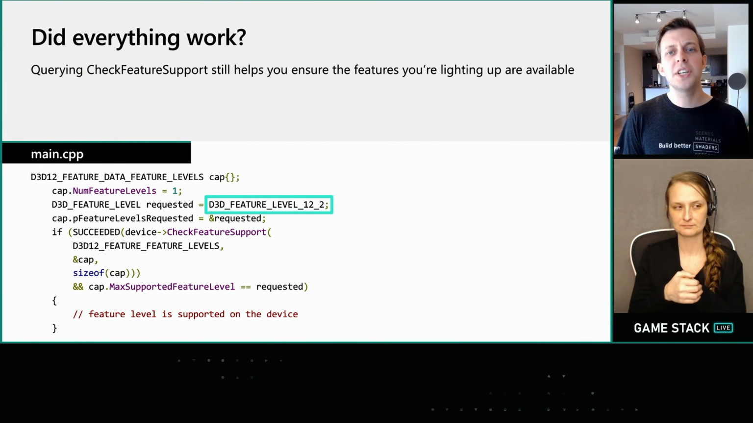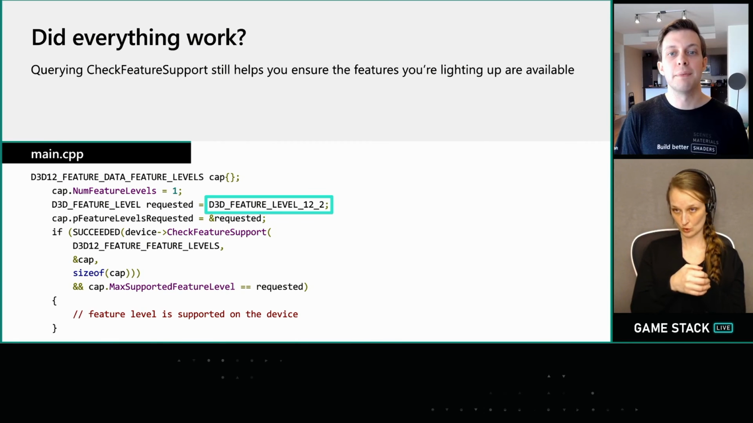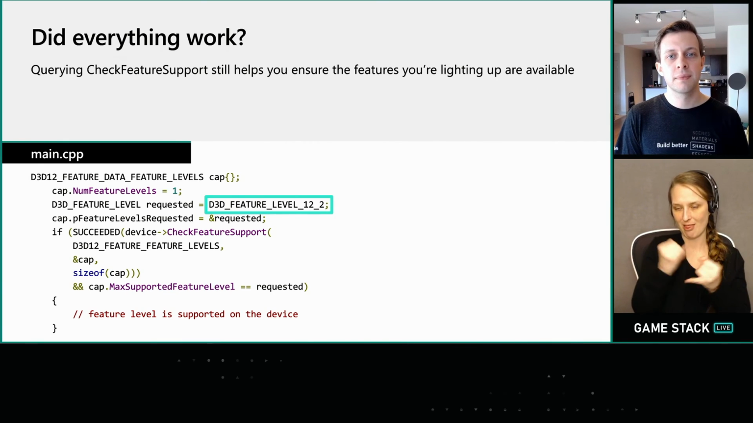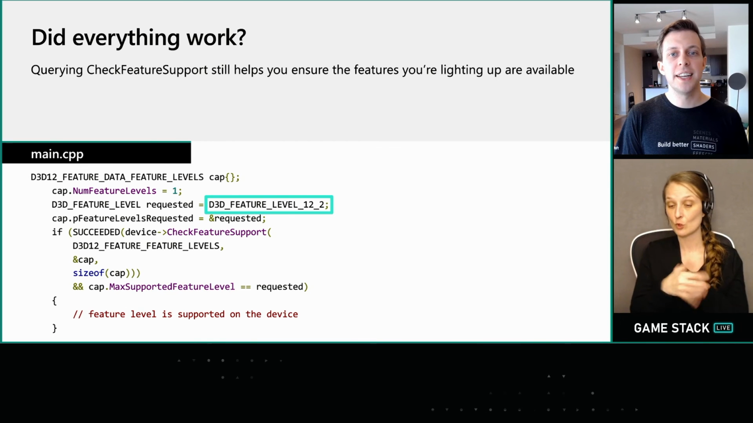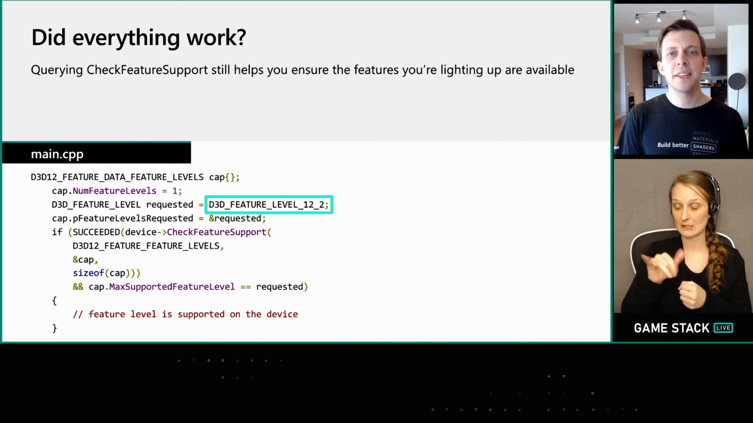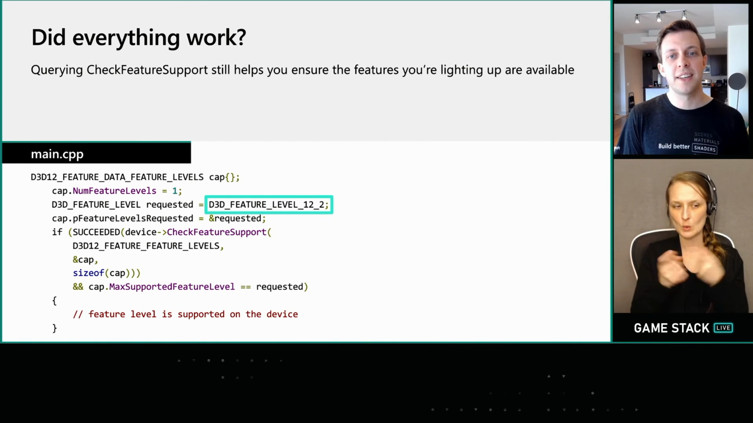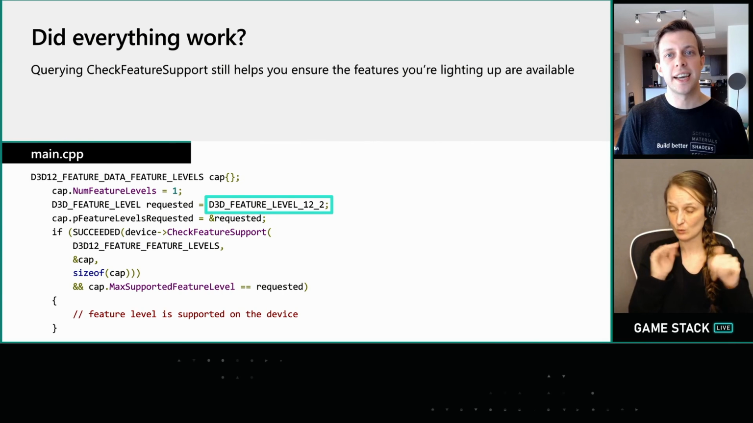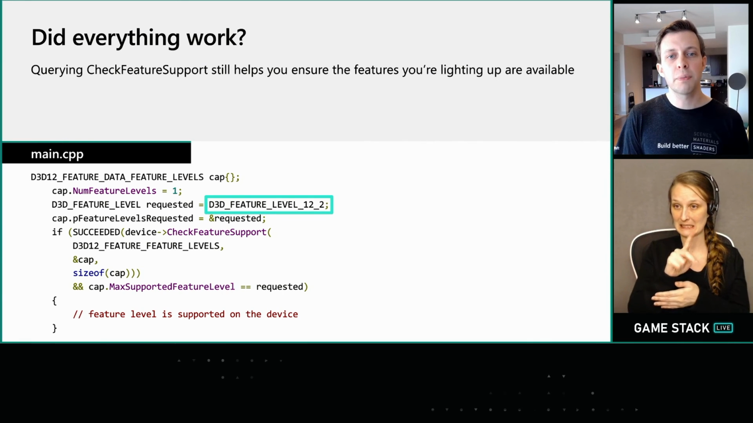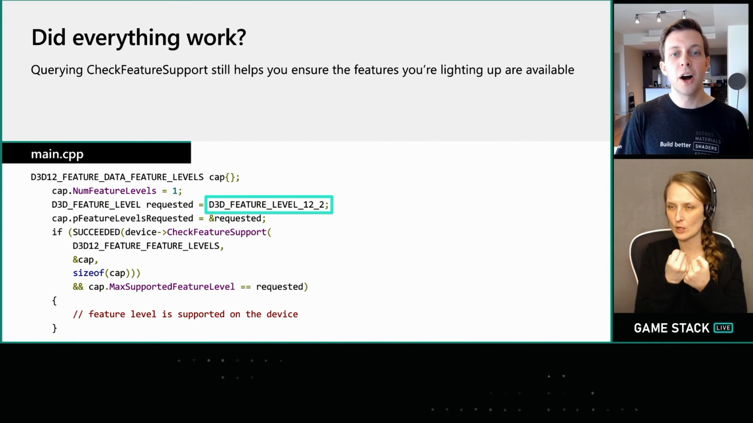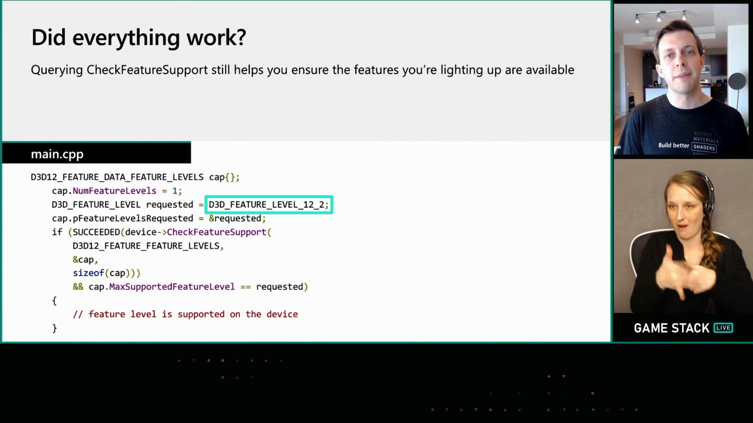So, we just covered what you need to do to build and ship a game using our new SDKs. I wanted to add one last bit here. After adding support for the Agility SDK to your engine, we recommend that you still call CheckFeatureSupport. This function, like all of D3D12, still runs as expected even when you use our new Agility SDKs. It's still good practice to call CheckFeatureSupport to double check that the features you're trying to light up are available on the machine you're trying to run your game on.